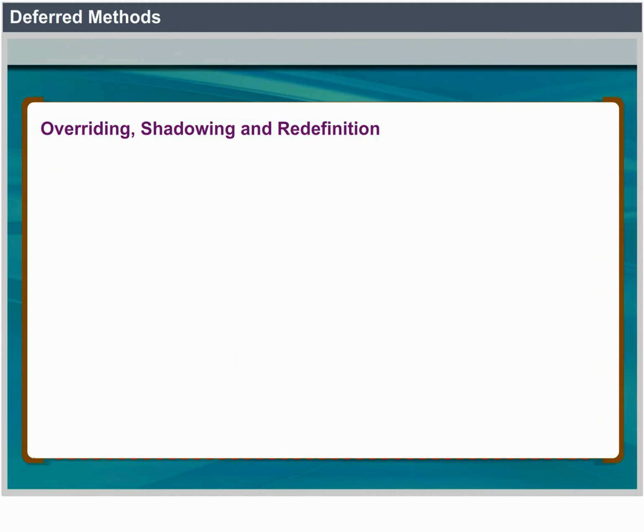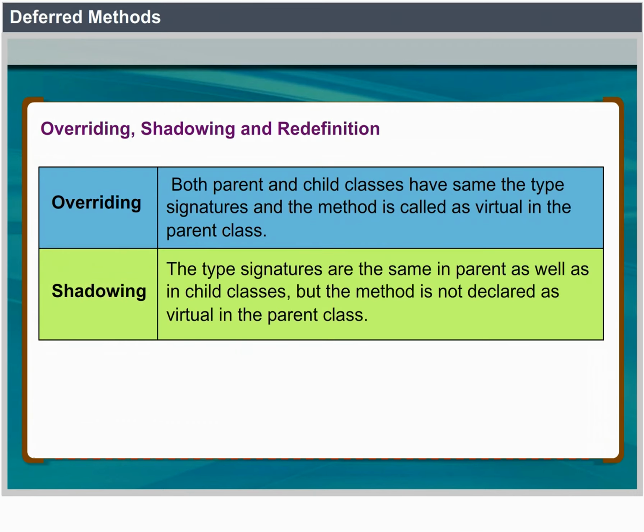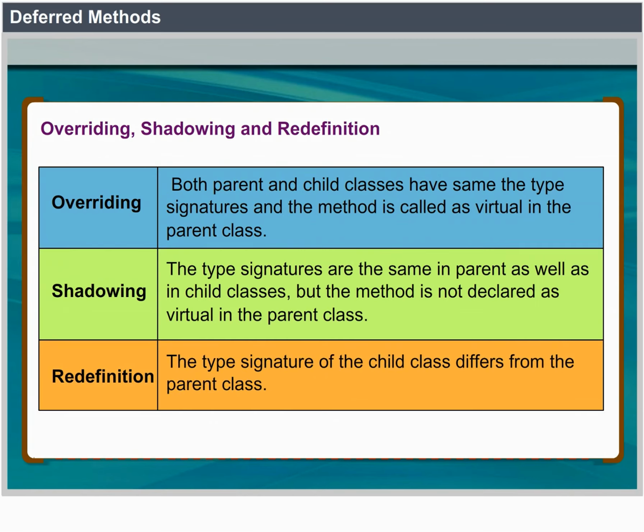Overriding, shadowing and redefinition. Overriding: both parent and child classes have the same type signatures and the method is declared as virtual in the parent class. Shadowing: the type signatures are the same in the parent as well as the child classes, but the method is not declared as virtual in the parent class. Redefinition: the type signature of the child class differs from the parent class.